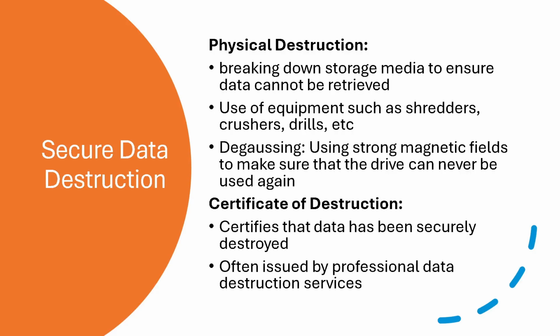Physical destruction. It refers to breaking down storage media to ensure that the data can never be retrieved. We can use equipment such as shredders, crushers, and drills for the same. A famous process for destruction of hard drives is called degaussing, which involves using strong magnetic fields to make sure that the drive can never be used again.